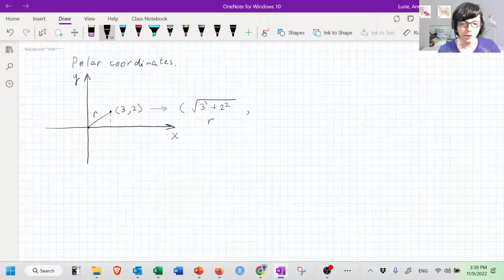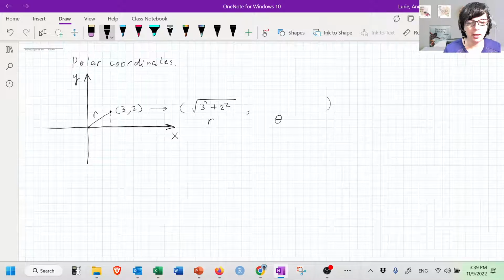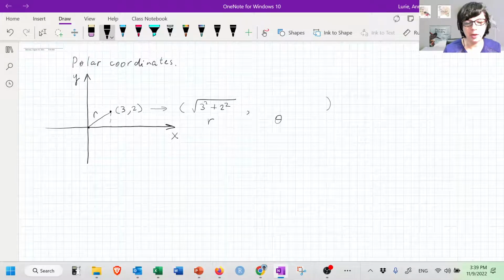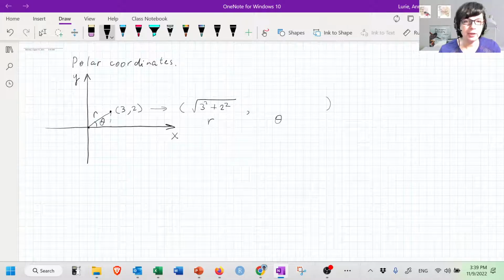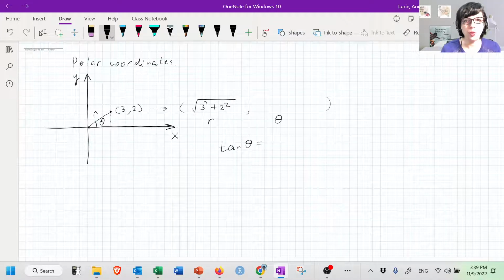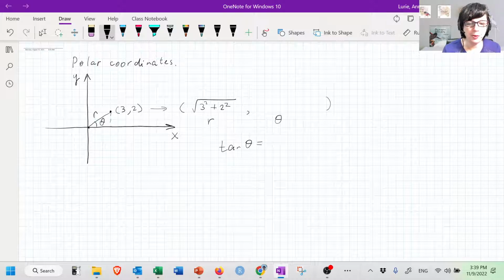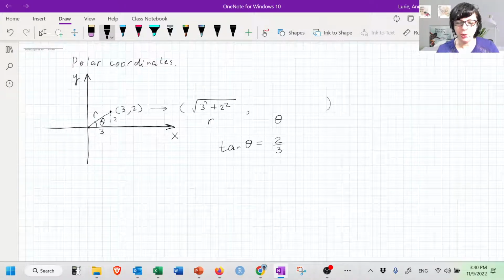And then you also will have theta. Theta would be the angle that this line segment makes with the positive x-axis. In other words, this angle right here, that's going to be theta. And how would you find it? Well, in a triangle, the tangent of an angle is equal to the opposite side over the adjacent side. The opposite side would be 2 and the adjacent side would be 3. So the tangent of that angle would be 2 divided by 3. Now you can solve for theta by applying the inverse tangent.